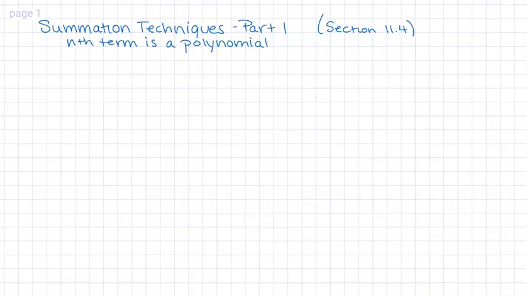So we're going to talk about summation techniques, and specifically today, what do you do when the formula for a sub n is a polynomial? So it's not arithmetic, it's not geometric. Could be quadratic, could be cubic, could be quartic, quintic. Oh, so what do you do? And it's actually not that bad. It can get a little tedious, but it's really not that bad.